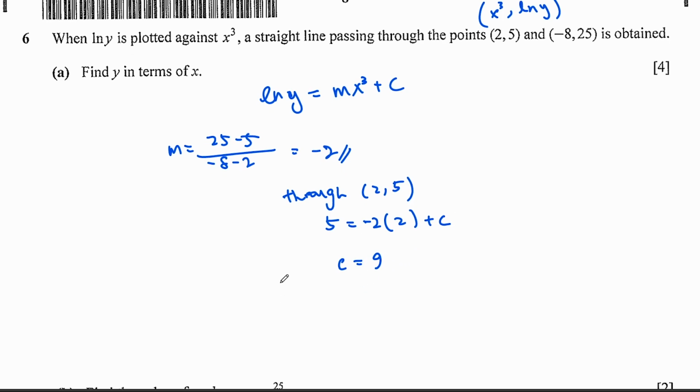Okay, so first of all, I'm going to write everything back into its form. And to get rid of the natural log, I'm going to raise both sides by e to the power of. So on the left hand side I get just y, and then on the right hand side I'll get e to the power negative 2x cubed plus 9. Right, so we have found y in terms of x.